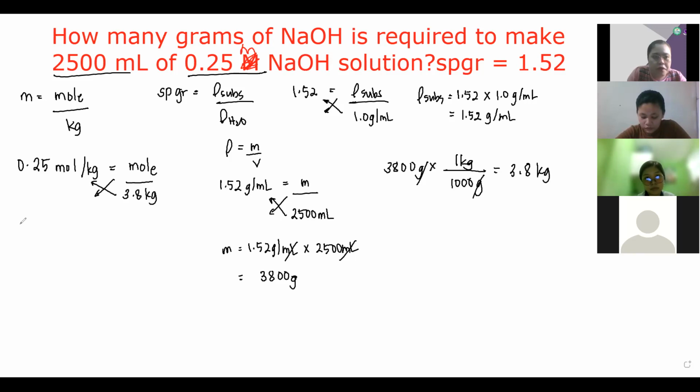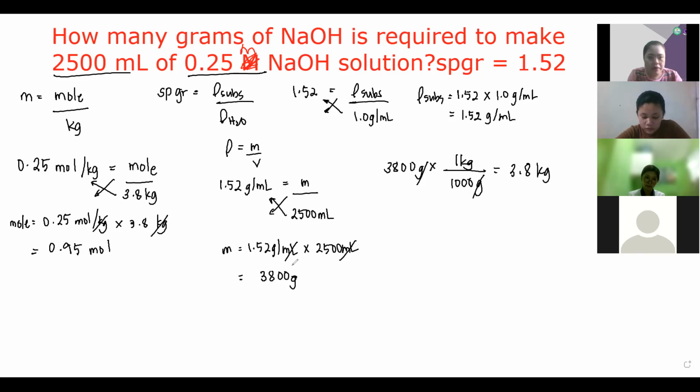Let's do cross multiplication of this. Moles is equal to 0.25 moles per kilogram times 3.8 kilograms. So let's cancel the kilograms and let's multiply. 0.25 times 3.8 is 0.95 moles. So let me recheck. Baka may na-miss ako in the process.